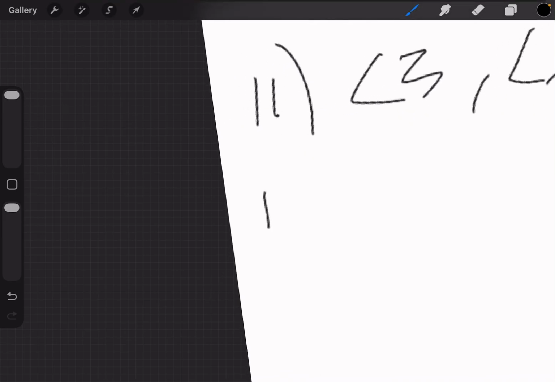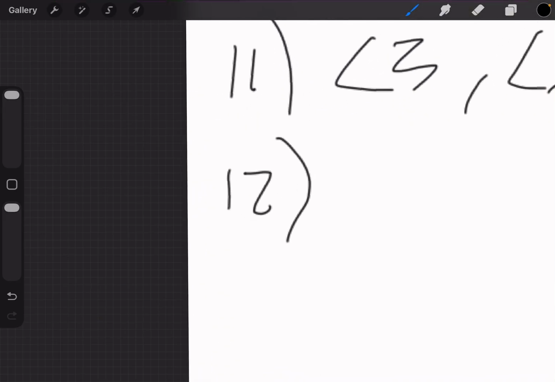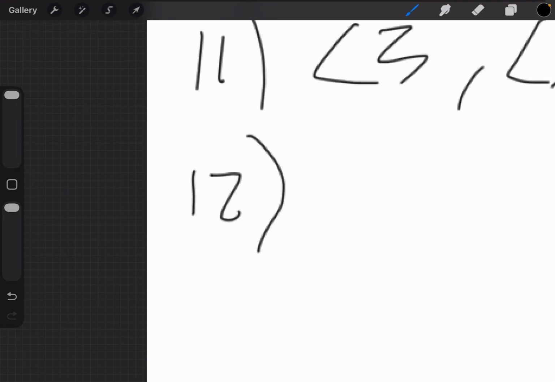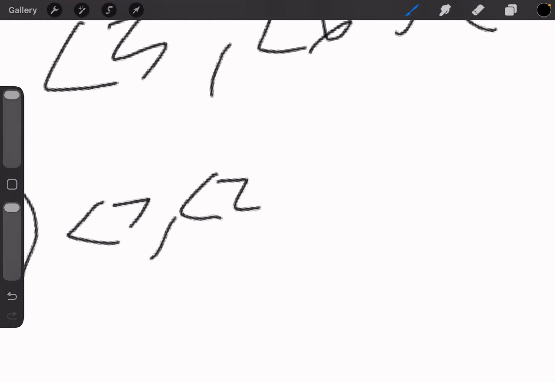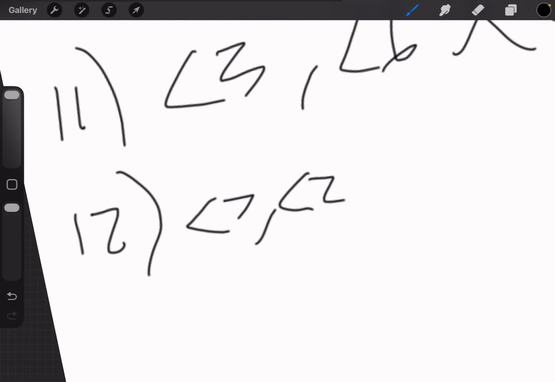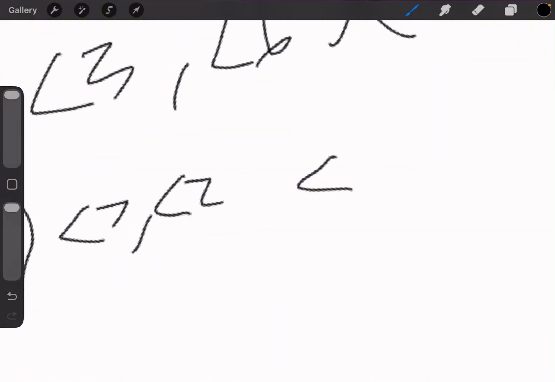Okay, so the next question I got wrong is number 12. It says measures greater than angle 8 is. For this I wrote angle 7 and angle 2, but I was actually wrong, and it's angle 3 and angle 2.